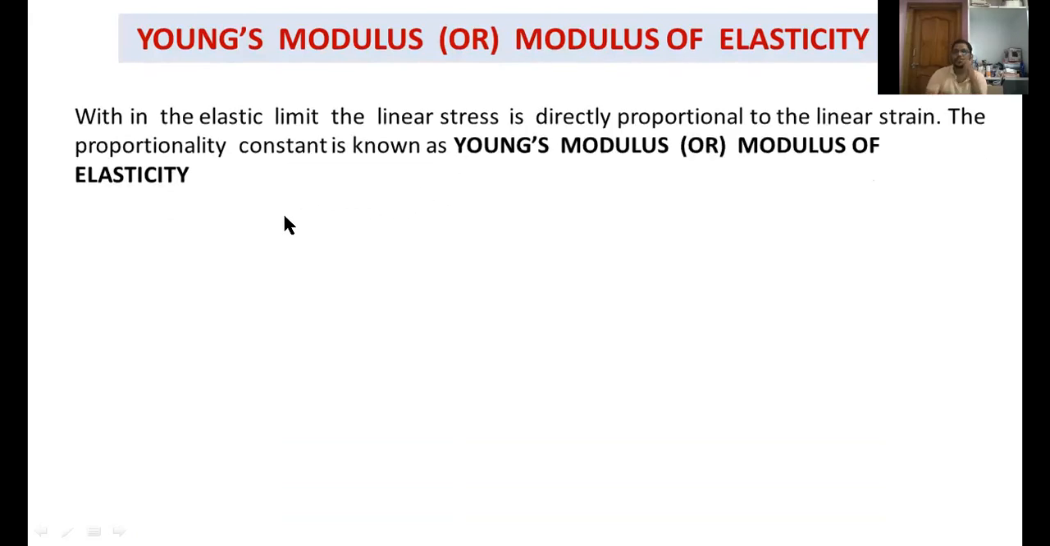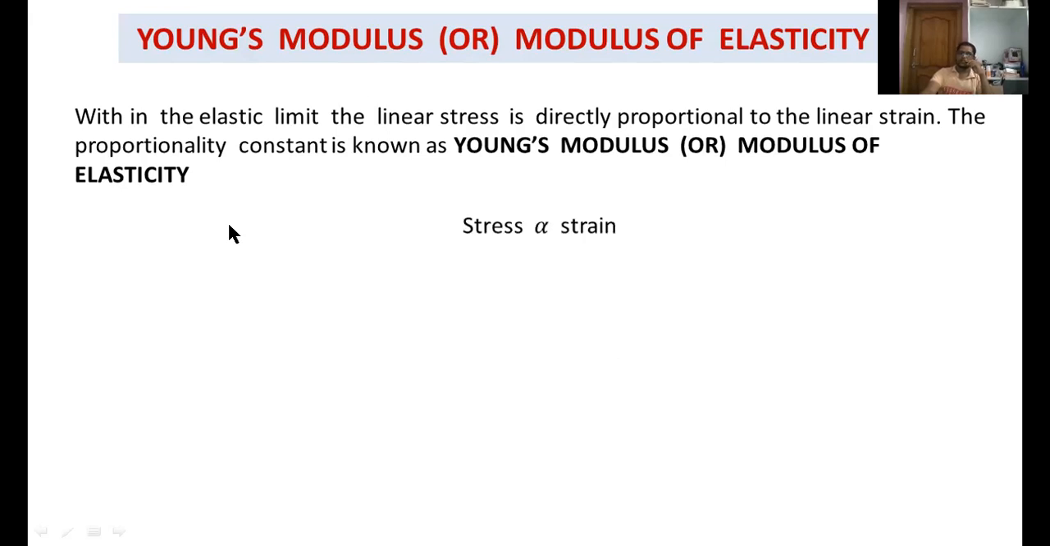Within the elastic limit, the linear stress is directly proportional to linear strain. Then the proportionality constant is known as Young's modulus. It is also known as modulus of elasticity. This property is useful to determine the value of elastic strength. By using this property you can predict the behavior or strength of the material.